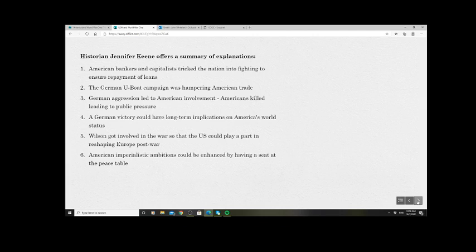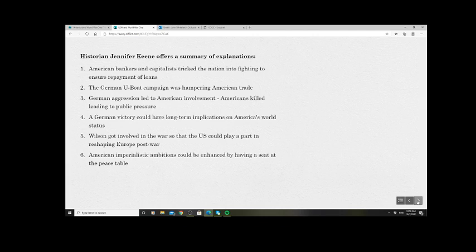Number 5 says Wilson got involved in the war so that the US could play a part in reshaping Europe post-war. So the new map of Europe could have American influence. America could decide what European countries would look like after the war, and this could, I guess, in some ways benefit the United States. They could ensure that they would be the main global power post-World War I, which they are. I mean, this is a turning point in history.